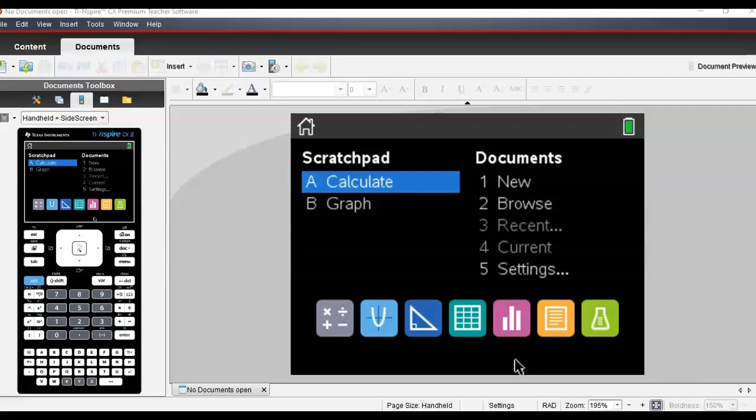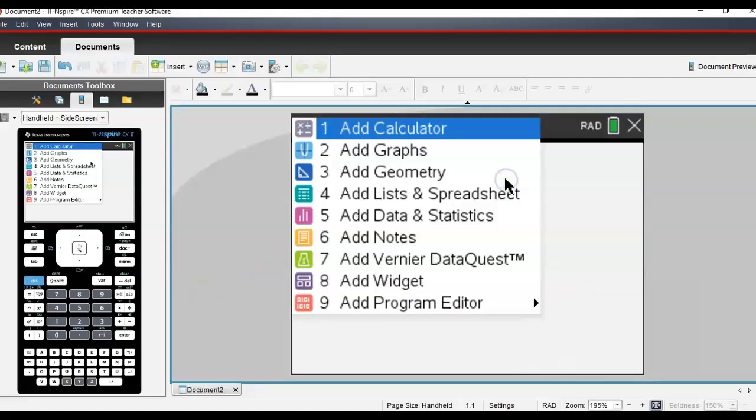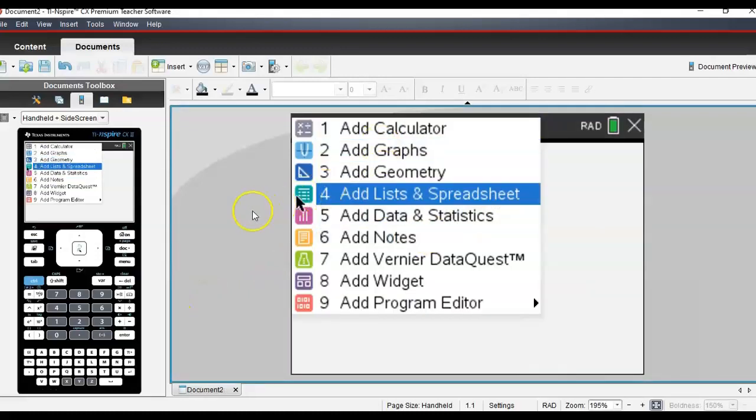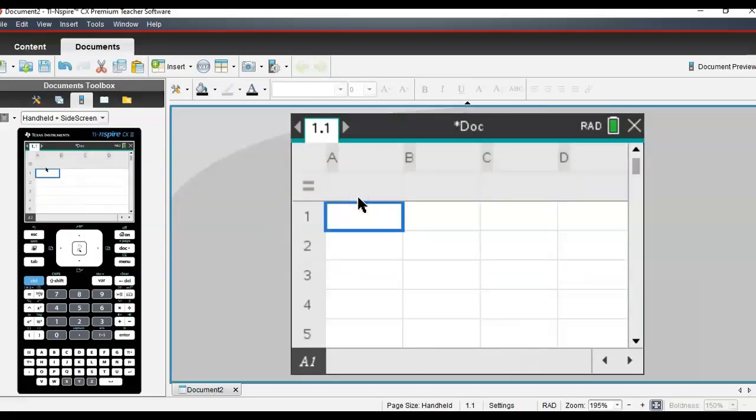From our calculator screen, we would like to open up a brand new document. So that is option number 1 here, brand new document, and click. It asks us very nicely what kind of document we would like. We're going to go with something called lists and spreadsheet, because right now we have a bunch of information. We've got our ordered pairs, and we'd like to put those in place.